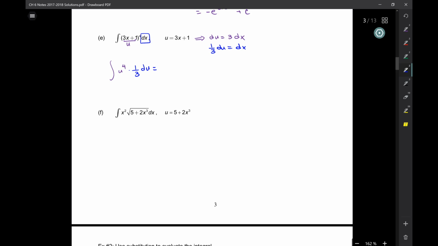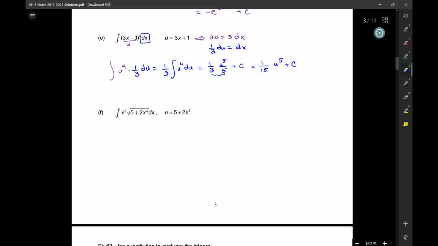So now the 1 over 3 is just a coefficient. Rule number 1 of integrals, you can just take out the coefficients. So now we integrate. This is chapter 5 now. 1 over 3 u to the 5 over 5 plus c. So I can multiply these two: 1 over 15 u to the 5 plus c.